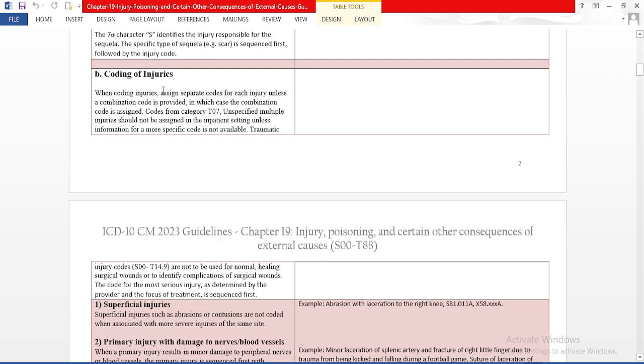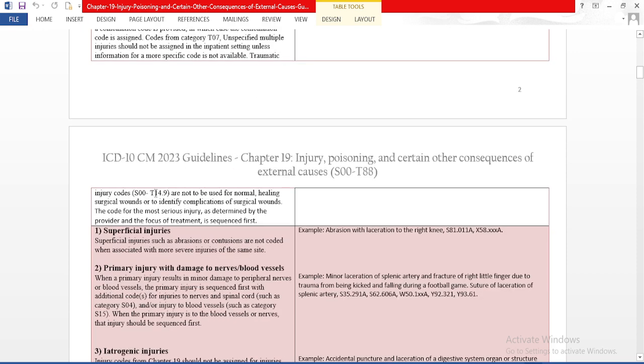Next guideline, coding of injuries. Whenever we code injuries, we need to code a separate code for each and every injury. If we have a combination code, we need to code the combination code of injury. Usually T07, unspecified multiple injuries, should not be assigned in the inpatient setting unless information for a more specific code is not available. So we can't code T07 in the inpatient setting.